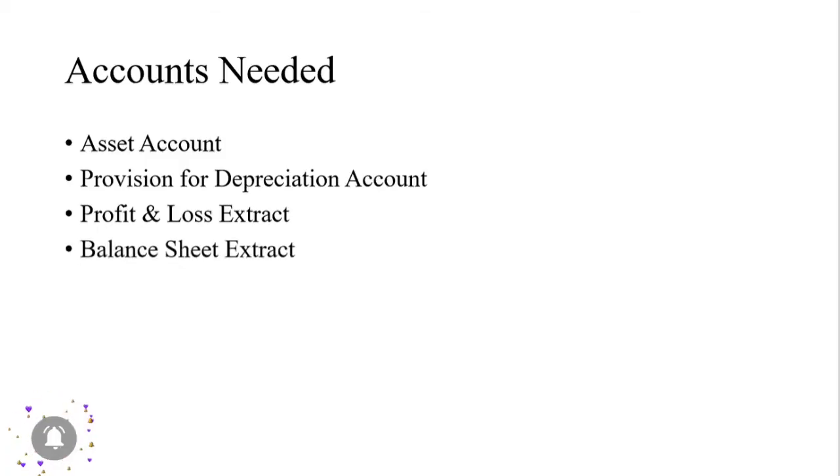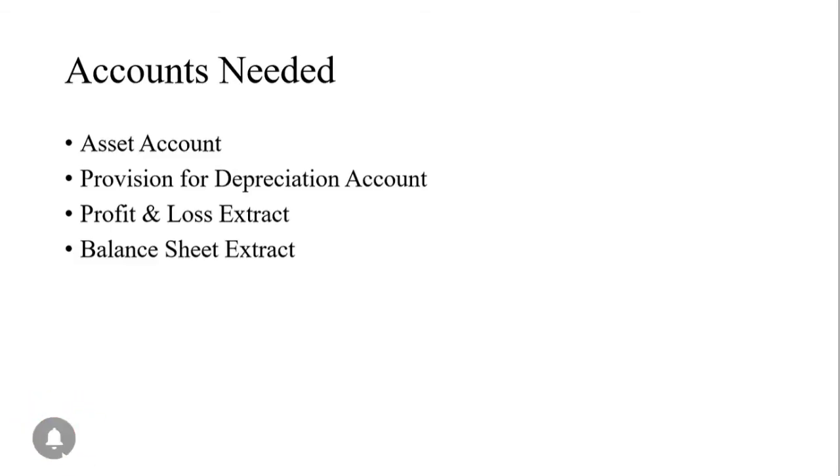Now, what are the accounts that you'll need? Generally they will ask for 4 accounts: the asset account, provision for depreciation account, profit and loss account extract, and the balance sheet extract. The asset account is basically what the asset is, and if you remember, depreciation is really the reduction in value of a fixed asset. So the asset account is whatever the asset is. The provision for depreciation account is what we record depreciation in. It is when you're making provisions, when you're expecting depreciation to be calculated on an asset, so you record it in the provision for depreciation account.